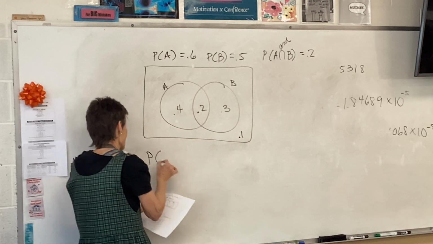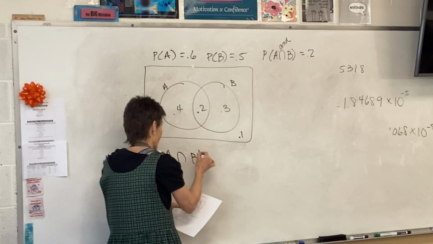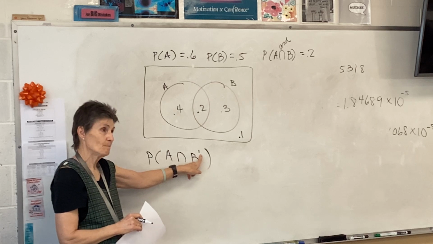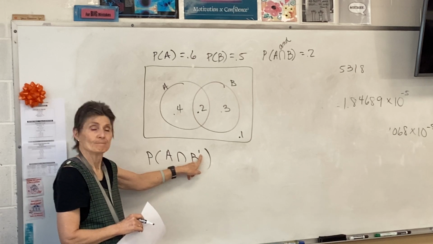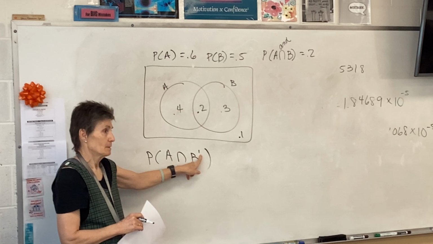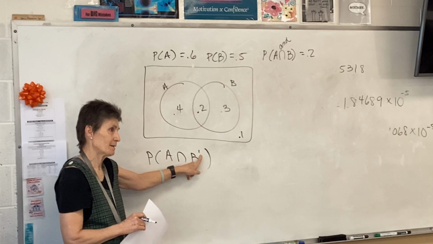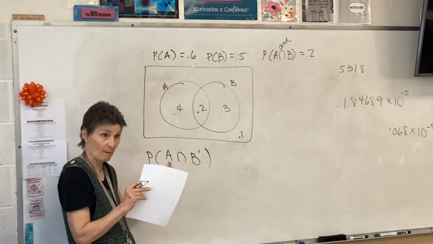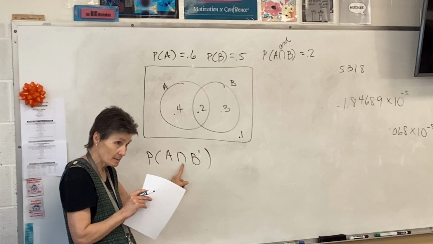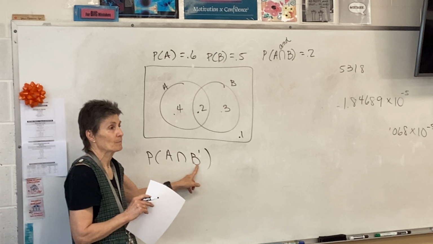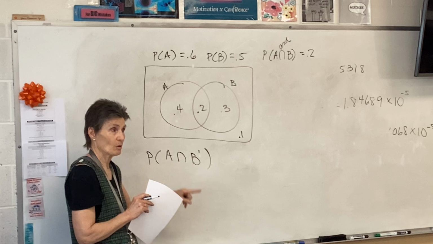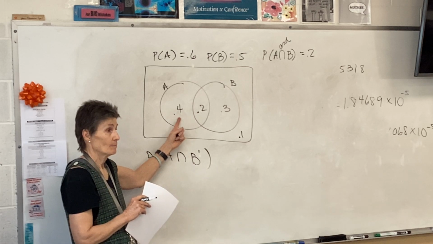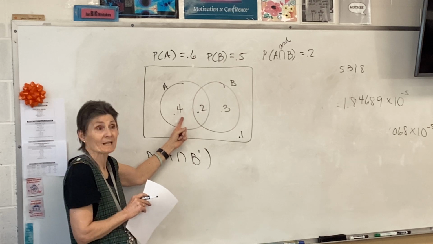Now, let's answer the questions. This little hash mark deal is not. That is the not. It's called the complement. You don't need to worry about that. So this says, what's the probability that I like apples and I don't like bananas? So I like apples, but I don't like bananas. Isn't that this guy right here? Aren't these the people who like apples only?